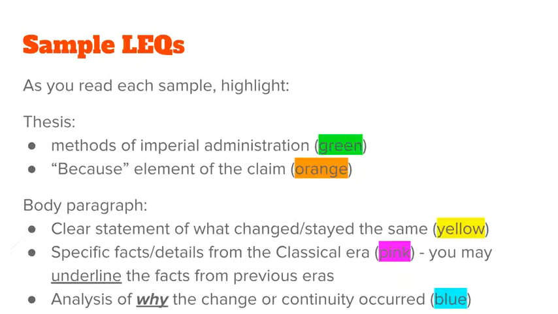And then we're also looking for an analytical element in the body paragraphs. And specifically, it's analysis of why the change occurred or why the continuity occurred. If and when you see that in the body paragraph, I want you to highlight that in blue. And that might be a complete sentence, or it might be the second half of a sentence that starts out with some evidence, for example. So there's a lot of variation about what we might be doing here.